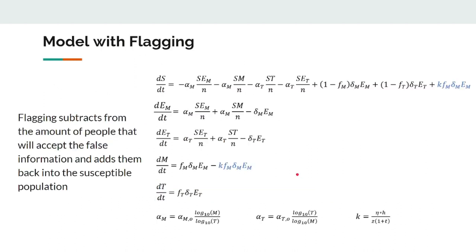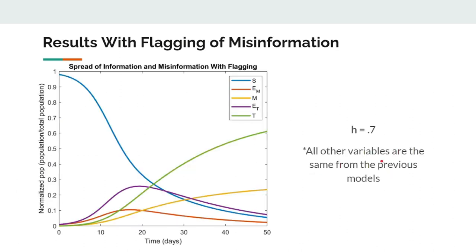Looking at our model now, the censoring factor is multiplied by the acceptance rate, which in effect counters the amount of people who are accepting misinformation and returns them back to the susceptible population. We can see from the graph that we still see the same thing, a large amount of people accepting true information, but we see more people accepting misinformation than we did with just flat out deleting it. Here we used an H factor of 0.7 and kept all other variables the same from the previous models.